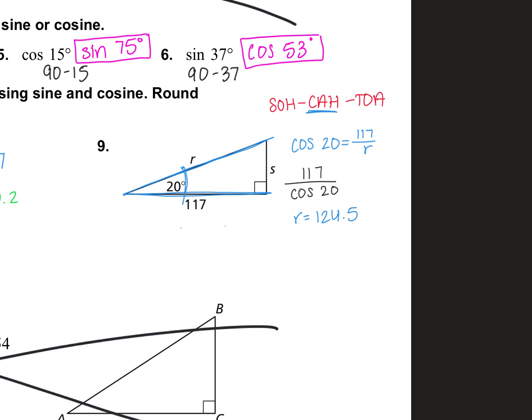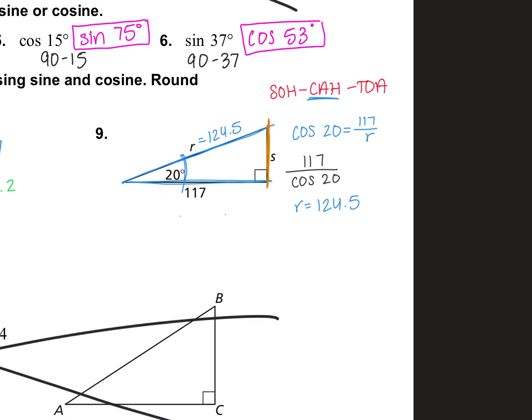Okay, they want me to solve in terms of sine and cosine. So what I'm going to do for this one is, because I'm solving for S, I did solve for my hypotenuse, which was 124.5. But if you feel comfortable solving using tan, that's fine. I'm just going to go ahead and use sine. So for this one, I have sine angle 20 equals, sine is opposite, S over my hypotenuse, 124.5, because that's what they gave me.